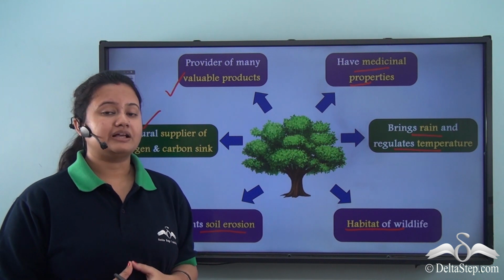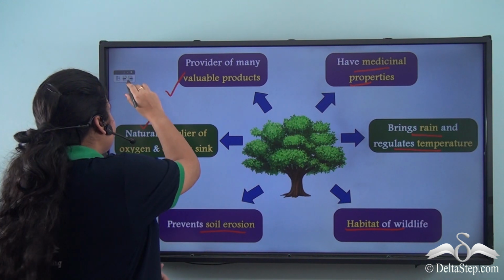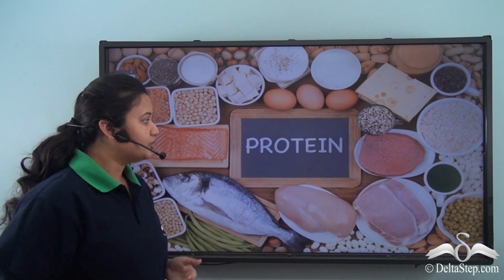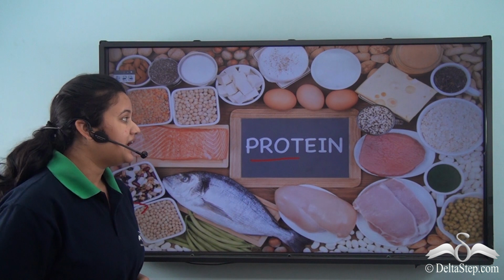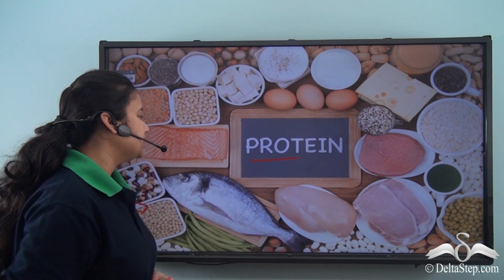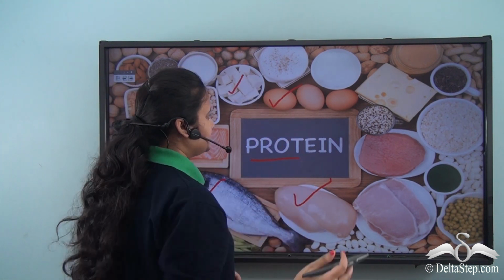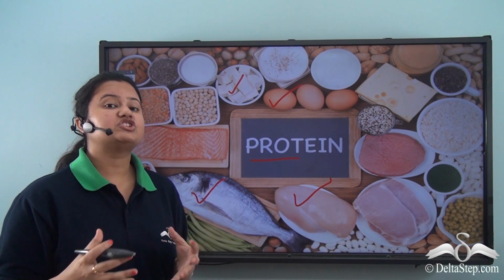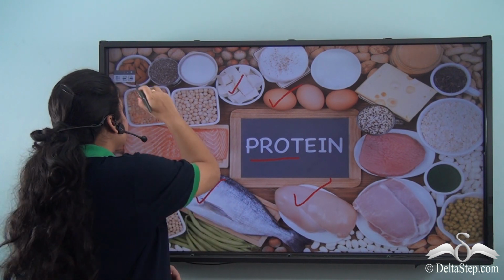Well, apart from plants, animals are also quite valuable to us. We know protein is an important nutrient of our balanced diet. And this protein is obtained from various animal-based food like fish, meat, eggs, cheese, etc. So we find that animals provide us with food which is an important part of our daily meal or diet.